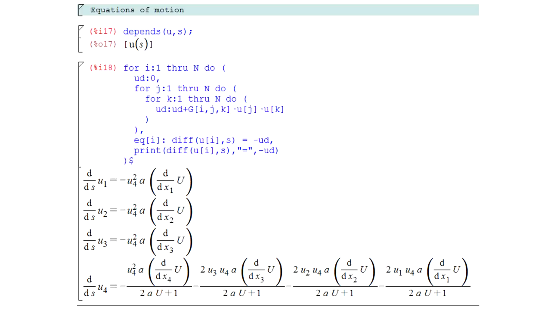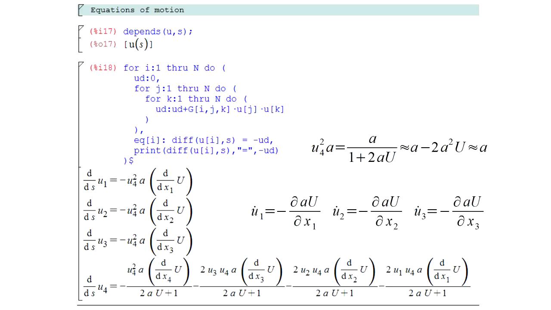Continuing on to the equations of motion, the first three contain a factor u4 squared times a, which in our approximation is just a. So the equations of motion read that the ith acceleration equals minus the rate of change of A U with the ith coordinate, for i equals 1, 2, and 3. Therefore, we've recovered both the Newtonian equations of motion and the equation of gravity in empty space as the limit of Einstein's equation when velocities and masses are small, provided we identify A U with the Newtonian gravitational potential.